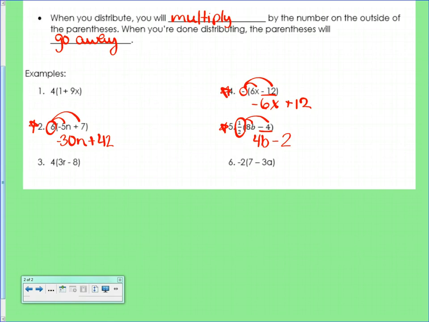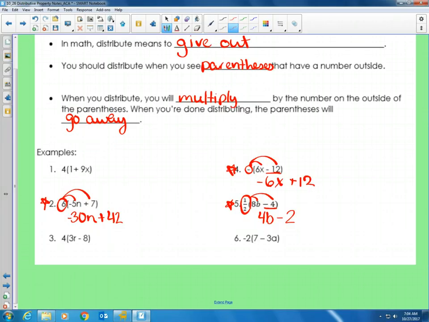Okay. So I worked 3 of your examples. You need to finish up the last 3, and then we will check those tomorrow in class.